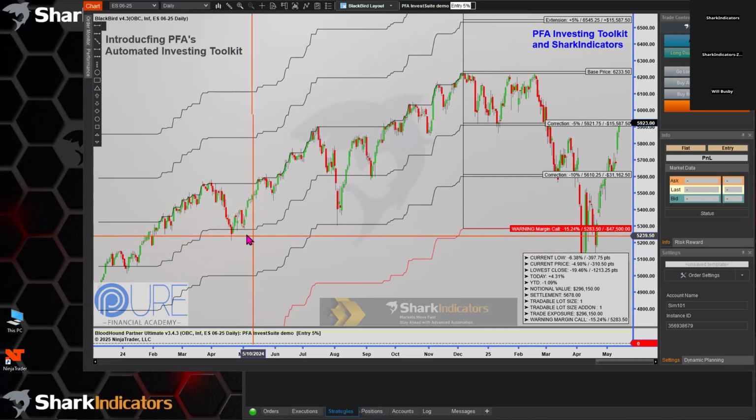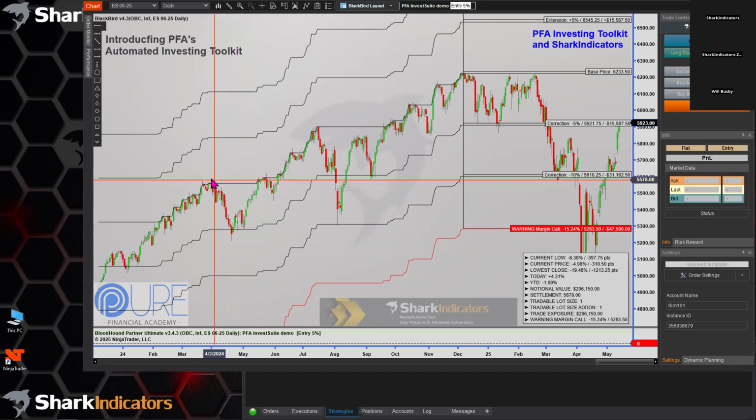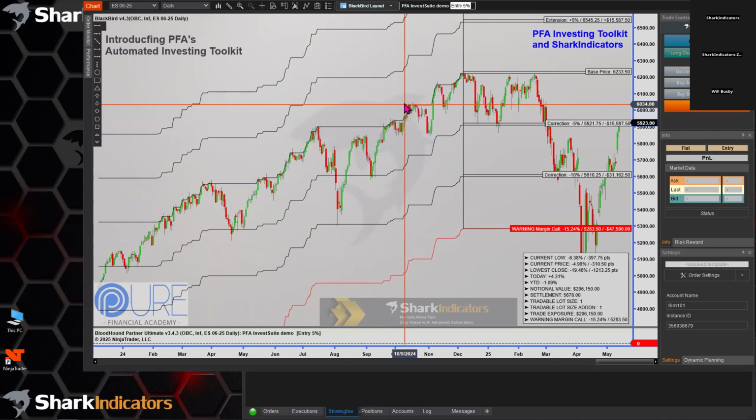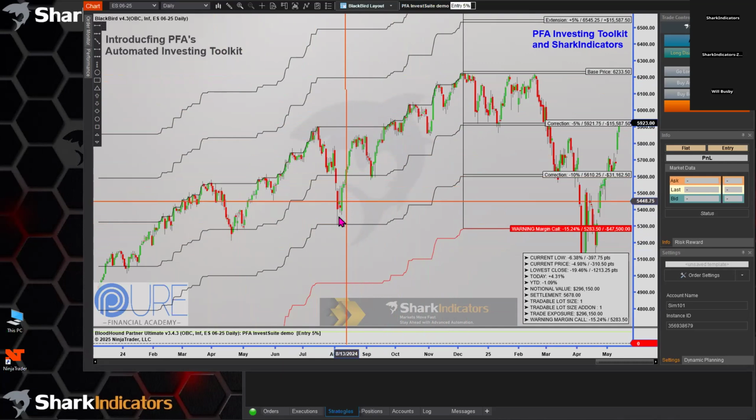So to give you a little preface here, the signals I'm going to create in Bloodhound is when the market pulls back and crosses below the 5%. So this is the 0%. You can see it's following the market higher. The next level down, that's the 5%. Next level down is 10%. And then the red line is our margin call. So these are the default percentages here. And then above that, those are our targets. So that's the 5% target and the 10% target.